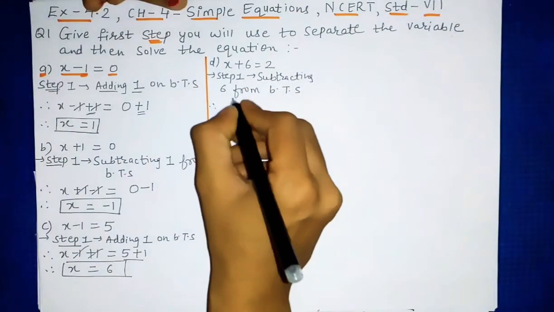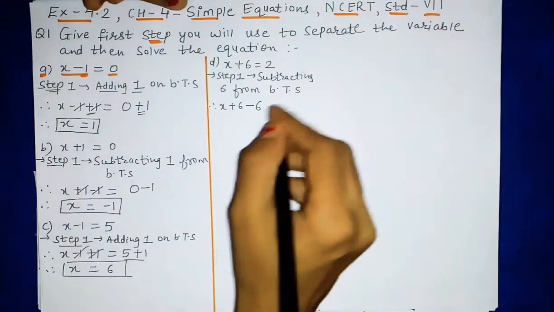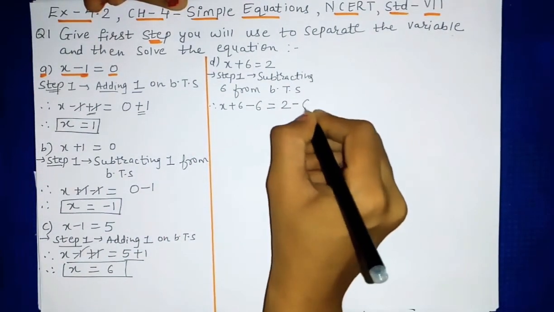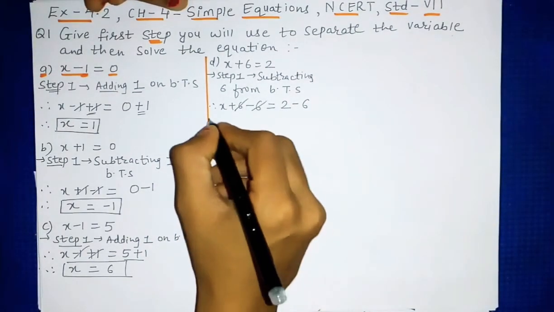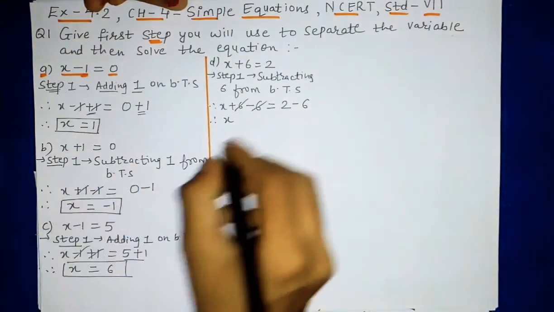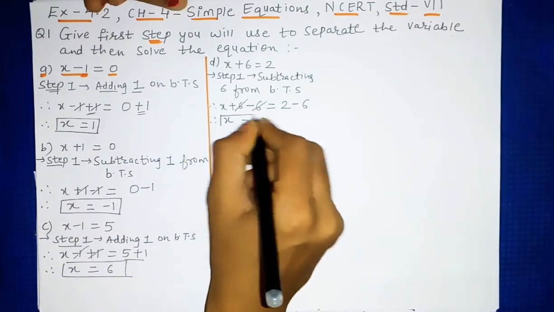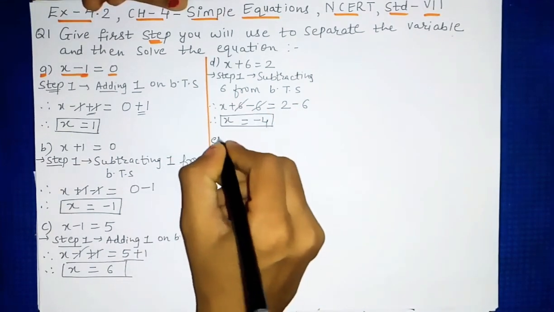Okay, so now LHS is x plus 6. We are subtracting 6. So -6. And this side 2 is given. Again here also -6. So this -6 and +6 will become 0 or cancel. So here only x is left. And here 2 minus 6 will be -4. So our answer is, the value of the variable is -4.